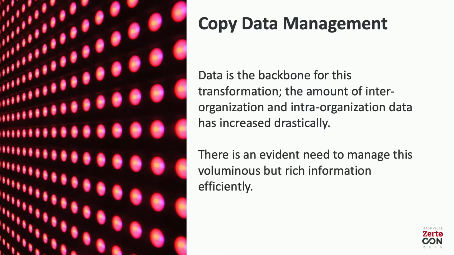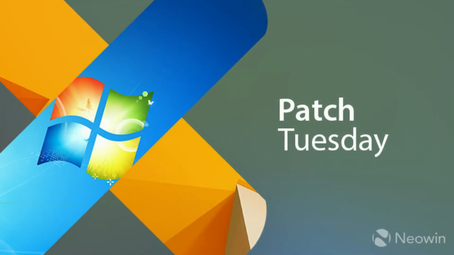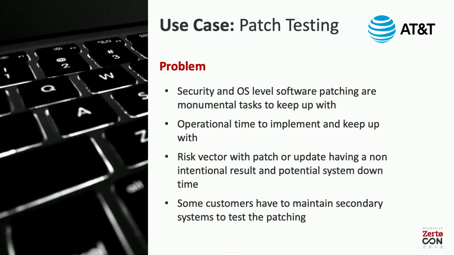So, as we get into some of these use cases, the first one's patching. We all know Patch Tuesday from a Microsoft management standpoint, but it applies across the board. So keeping the capability to patch the system and not have it fail after the patch is a problem for one of our large customers. They had security and OS level software patching as a monumental task, with a big team that had to go out there and do this. The operational time to implement that and keep up with it was insane. And then they had a risk vector if they applied the patch and it caused an issue.